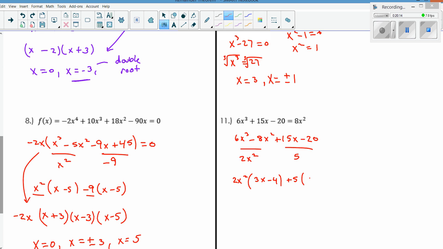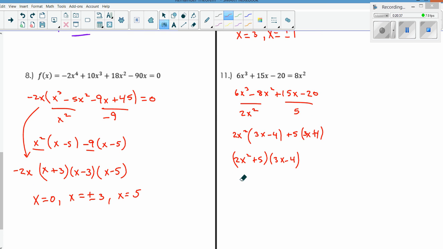Over here, if I take a 5 out, I get left with x minus 4 as well. Oops, sorry, 3x minus 4. Alright, so 2x squared plus 5, and then times 3x minus 4. So I want to solve this. 2x squared plus 5, well, if I'm setting that equal to 0, it might help to actually write this out. So we need a couple steps here. I'm going to subtract 5 from both sides, and then I'm going to divide by 2.